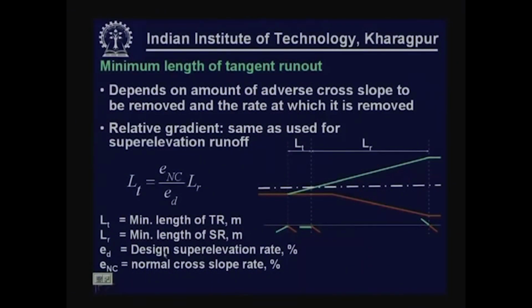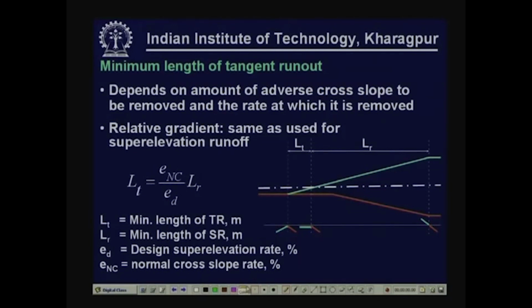Now, the relative gradient used is the same as whatever is used for the calculation of super elevation runoff. So, that means for super elevation runoff, whatever relative gradient is used, the same relative gradient is used for the calculation of tangent runout, and considering similar triangles, this calculation can be done. So, as I indicated, the minimum length of tangent runout depends on the amount of adverse cross slope that is to be removed, and number 2, the rate at which it is removed. As far as the rate is concerned, the relative gradient used is the same as for super elevation runoff.